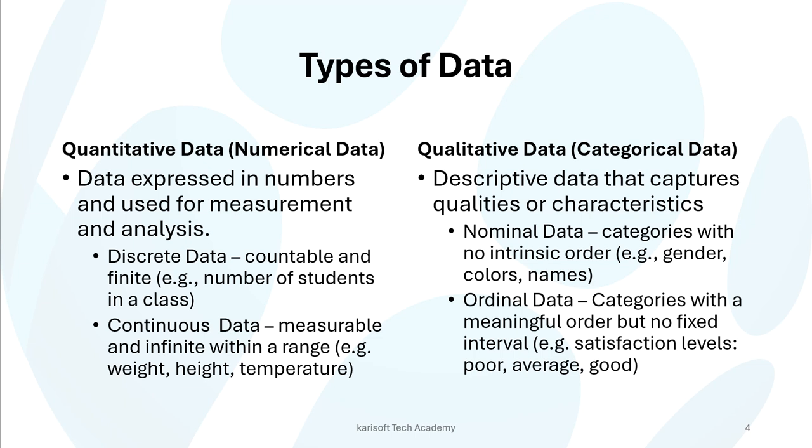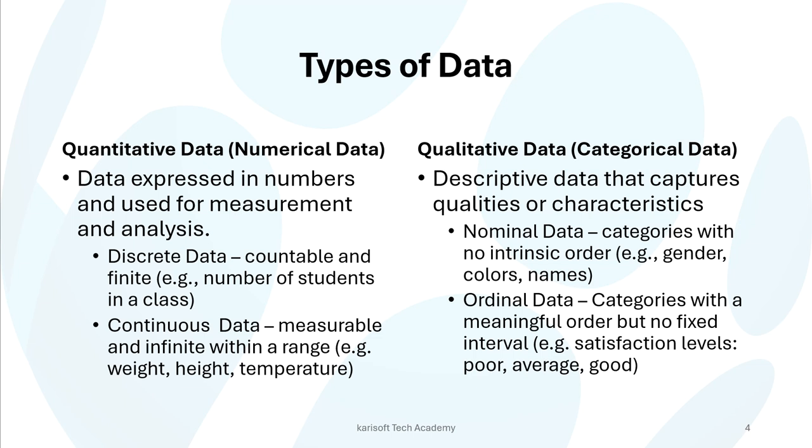An example is of a type of data that is nominal data. These are categories with no intrinsic order. It could be gender, it could be colors, names, etc. So, categories with no intrinsic order.